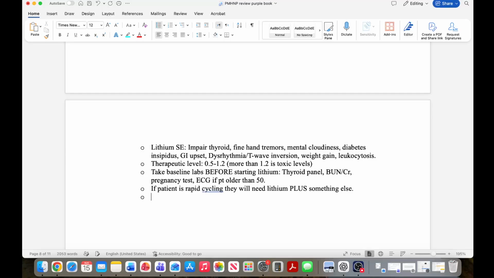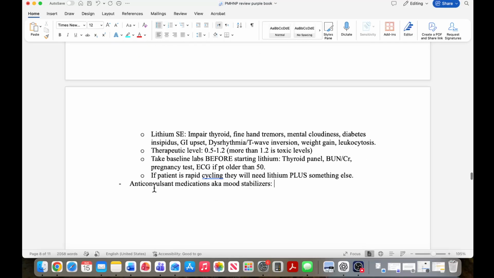All right, and then we're going to talk about anticonvulsant medications, aka mood stabilizers, okay? Of course, lithium is also a mood stabilizer, but these anticonvulsants are used as mood stabilizers for bipolar patients. So we're going to do carbamazepine. Okay. Don't forget your black box warning. We got agranulocytosis and aplastic anemia. Okay, so what do we need to check?